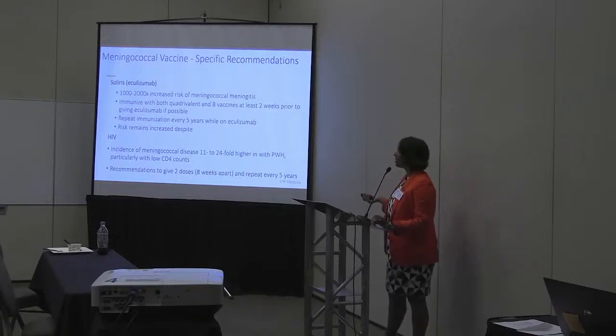Despite this, the incident risk of meningococcal meningitis is actually still higher than the general population, and some would advocate using chemoprophylaxis with antibiotics for those individuals. And then HIV is another one where ACIP has a special call-out recommendation for meningococcal vaccine because there are higher rates in people with HIV, although the overall incidence is actually still quite low. The recommendation is to give people with HIV 2 doses 8 weeks apart and then every 5 years.